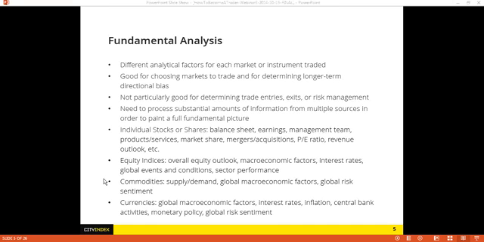Okay, so before I get to that, just a quick question. Shihab asks, what are the most useful indicators to use? I'm going to go over what indicators I use in a minute.